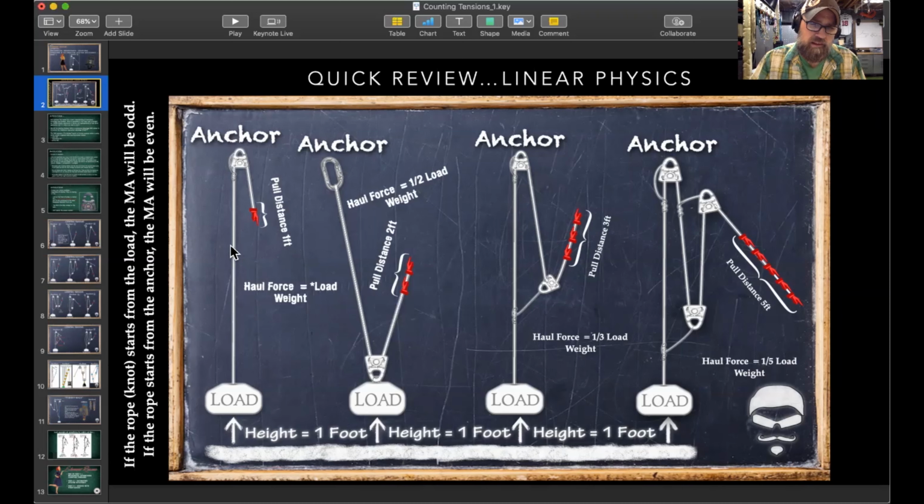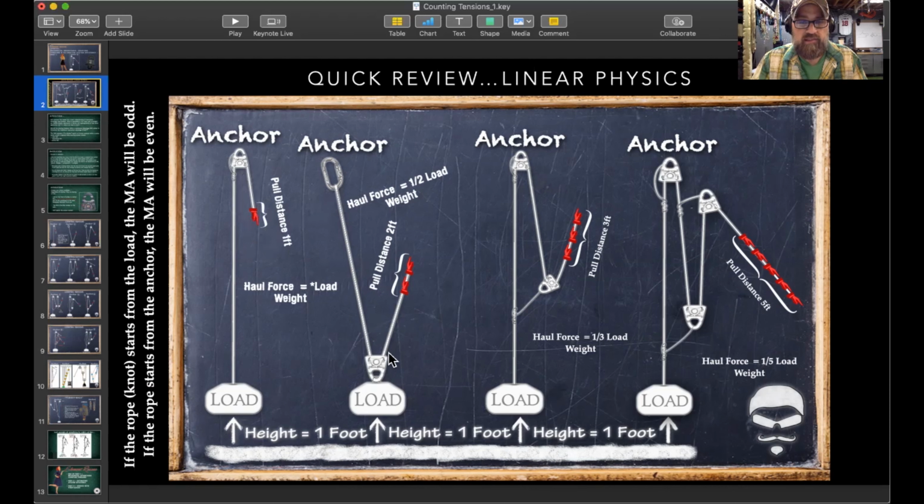If I start pulling on this rope from here without even having this pulley, for every foot that I pull up, that load will raise a foot. When I go through a change of direction, which is just a fixed pulley, so this pulley is not moving at all, it's attached to my anchor, and in this case I'm pulling down, that is going to be a 1-to-1. We'll get to counting tensions in a second, but it will require 1 foot of pull for me to lift up 1 foot from the load.